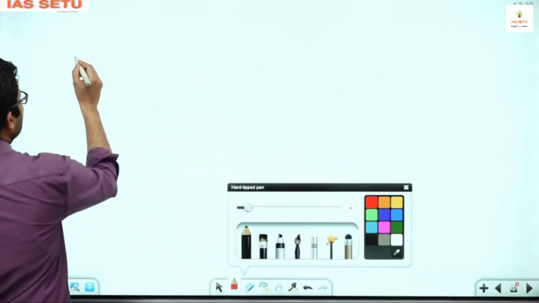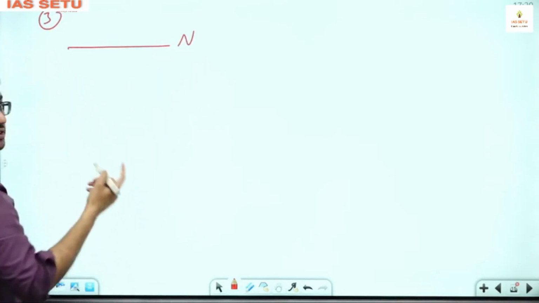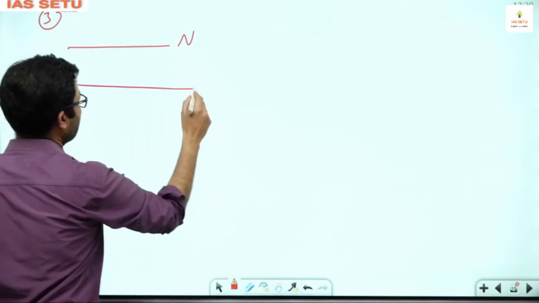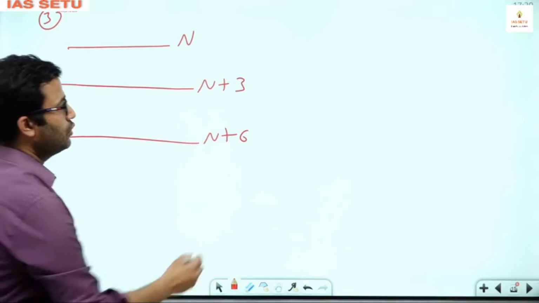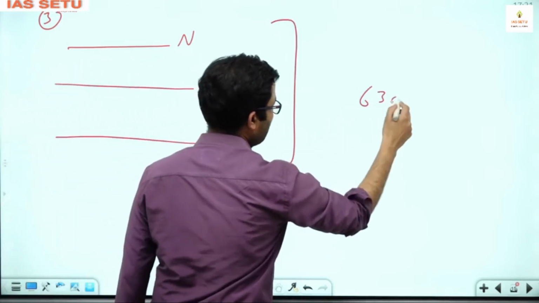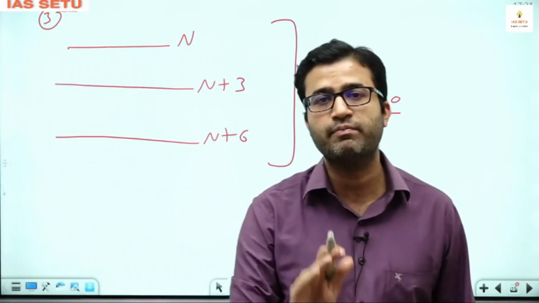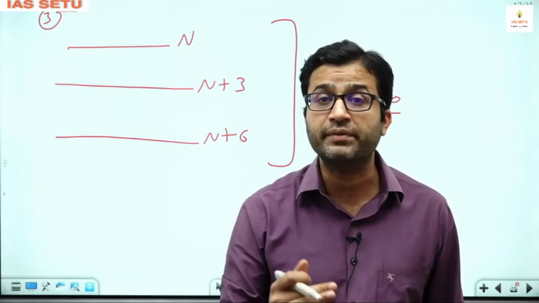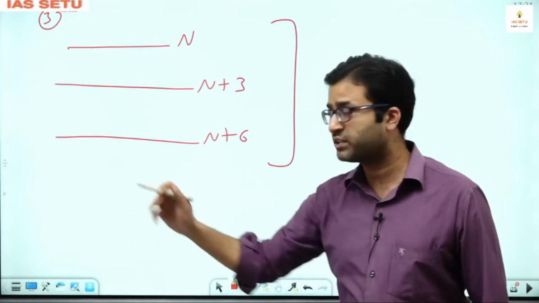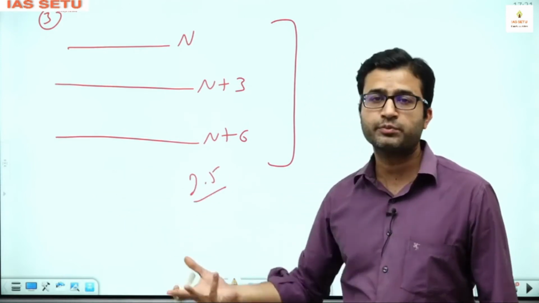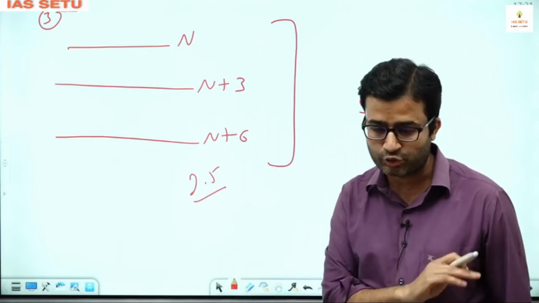Divisibility will help you actually. I take this as n. I assume there are 3 rows. 3, 4, 5, 6, from the answer options you have to check. Then it will be n plus 3. Then it will be n plus 6. Total 630. If the value of n is coming a natural number, it means the number of rows is possible. If n is coming decimal, can you tell me a number of children in decimal? You will say Ram is having 2.5 children. How is it possible? So either 2 children or 3 children. So it means the value of n has to be a natural number.